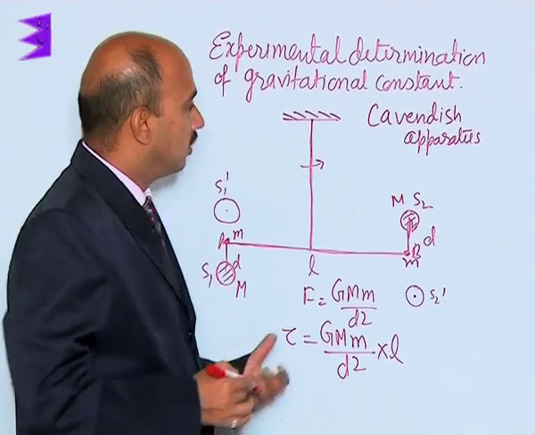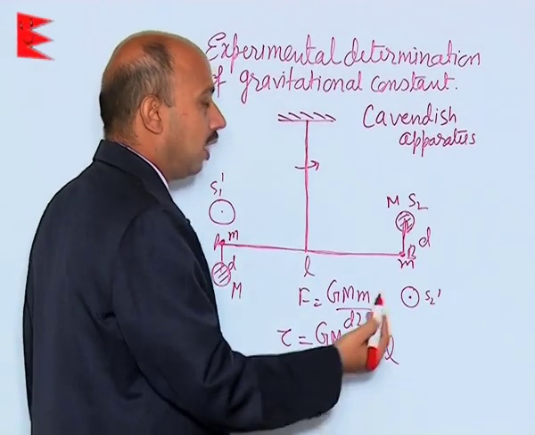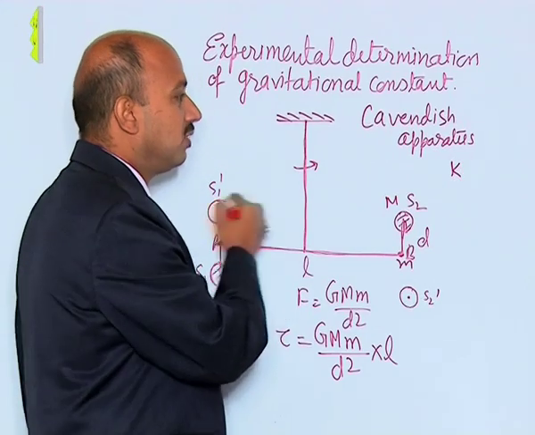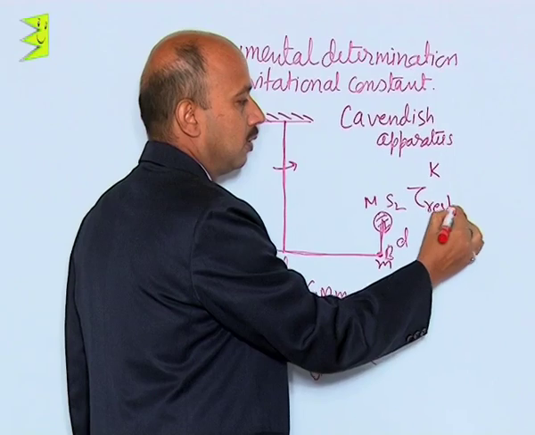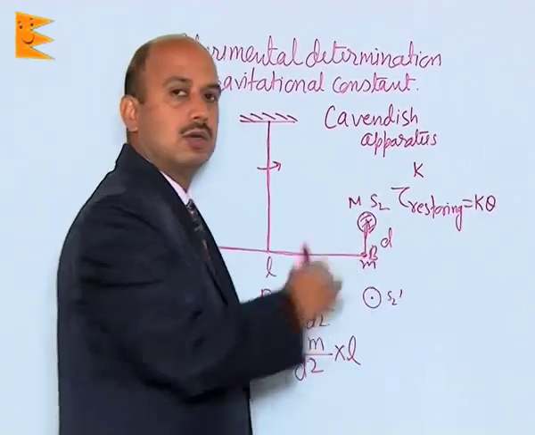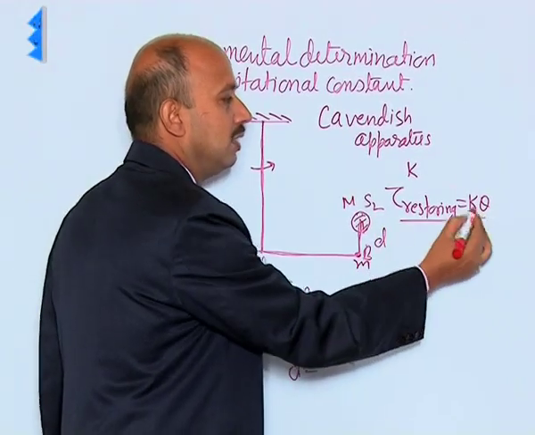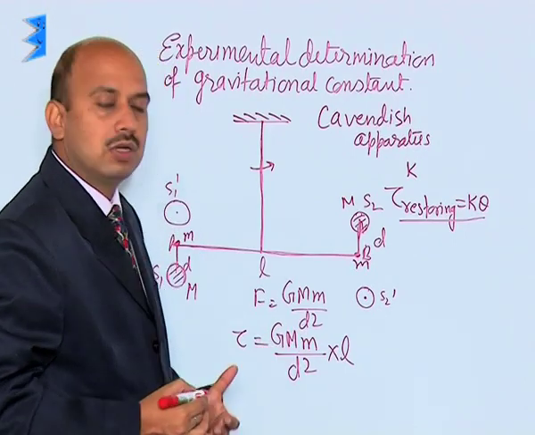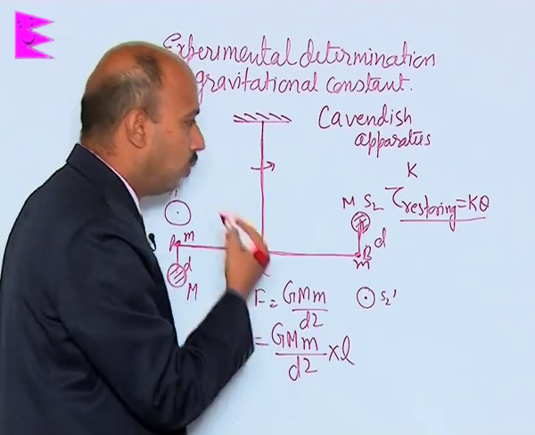Suppose the restoring torque per unit twist, I can write here as K. So for the twist theta, the restoring torque can be written as K theta. K is known as the torsional constant, or you can say restoring torque per unit twist. In equilibrium, these two torques will be equal.